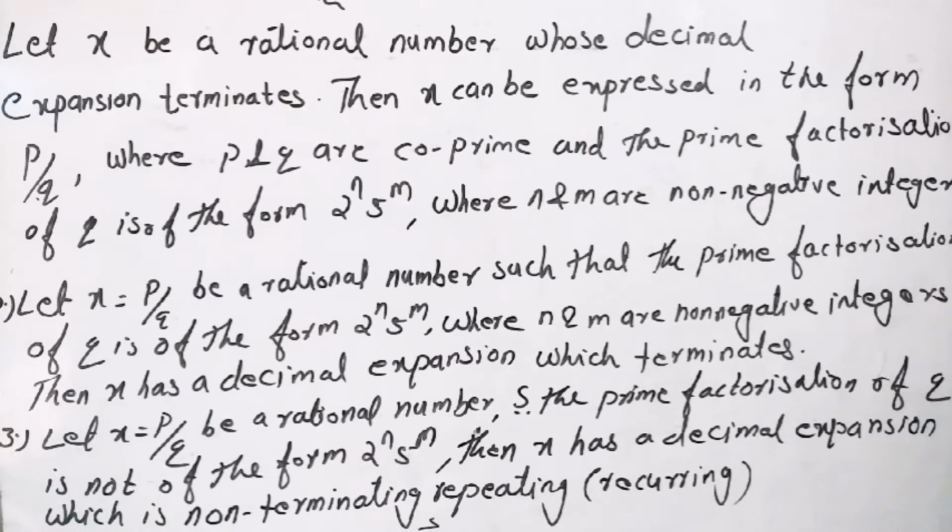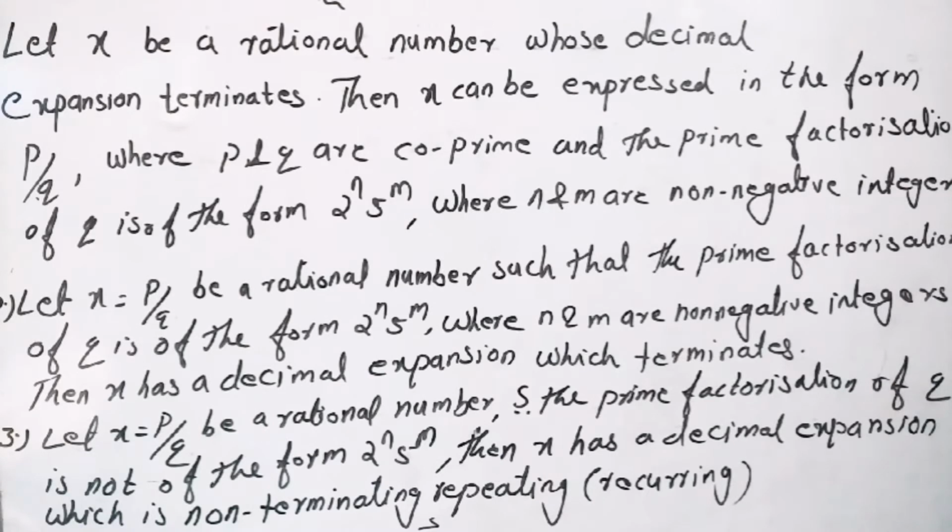X is a rational number, and since it is a rational number, we can find a p by q corresponding to that X. Here we need to consider the smallest form. If you have any common factors for p and q, just cancel them and consider the smallest form. X is equal to p by q, that is our smallest form.